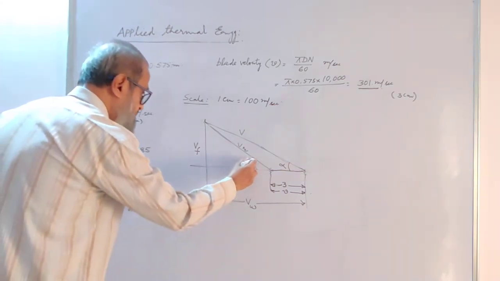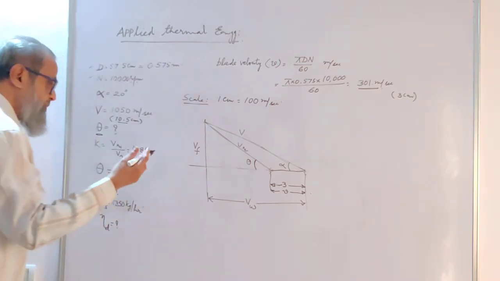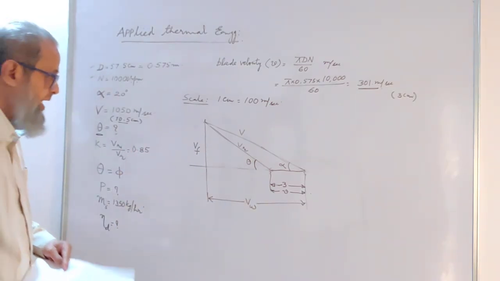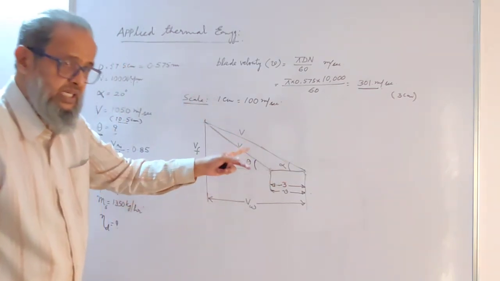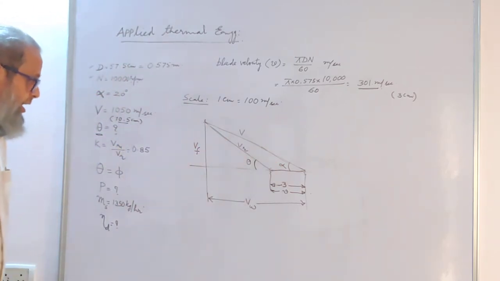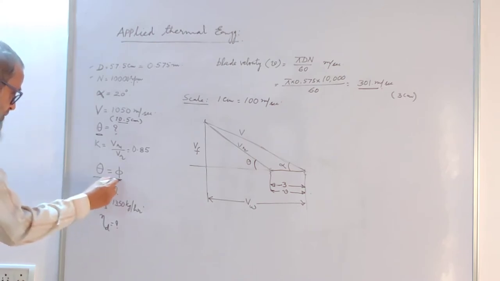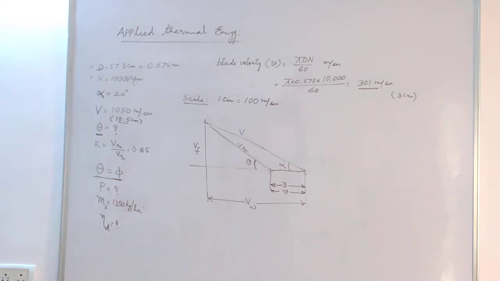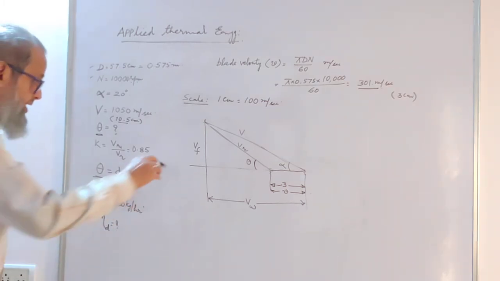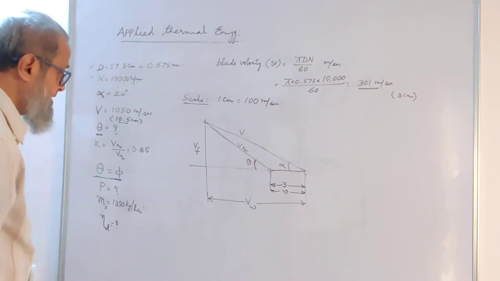What you have to do is measure this angle using a protractor, and write theta is equal to so many degrees. It will be bigger than alpha. It should be bigger than alpha. This angle will be bigger than the nozzle angle at inlet. So this is done. Next, he says theta is equal to phi. The blade angles are symmetrical. So for exit, you require this. So phi will be same as theta.